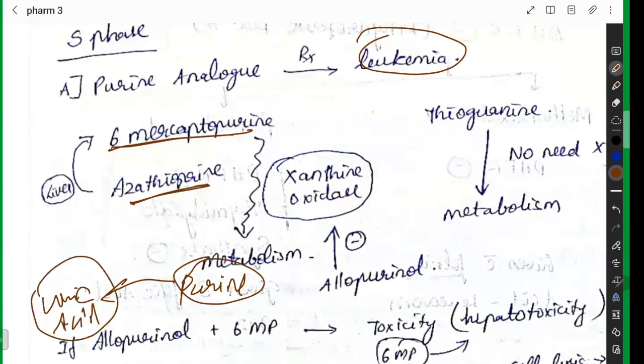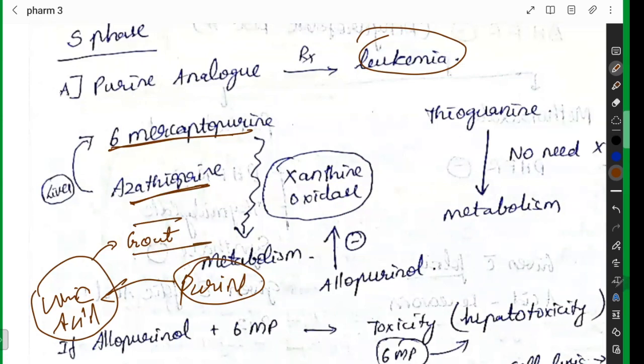So when you give excessive azathioprine, what happens? It leads to an excessive uric acid level, and excessive uric acid leads to a condition called gout. So what is the side effect of the purine analog, that is your azathioprine? The side effect is going to be gout.